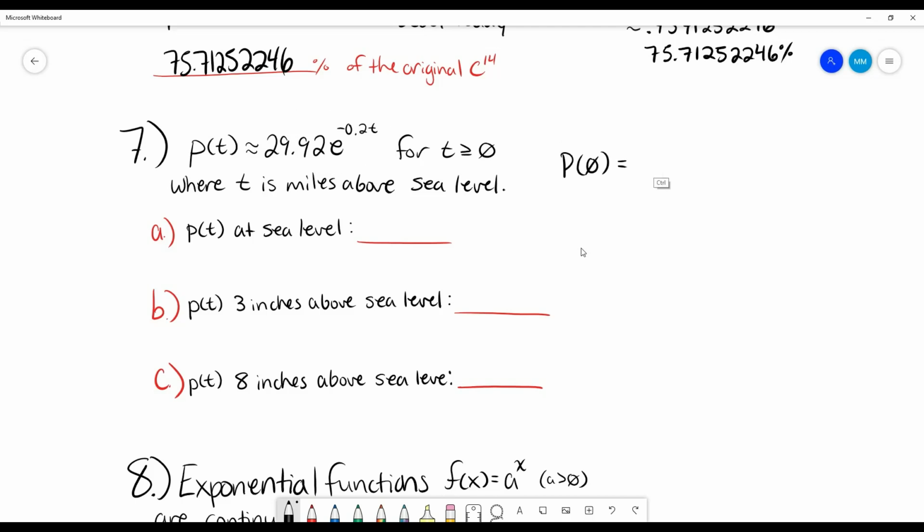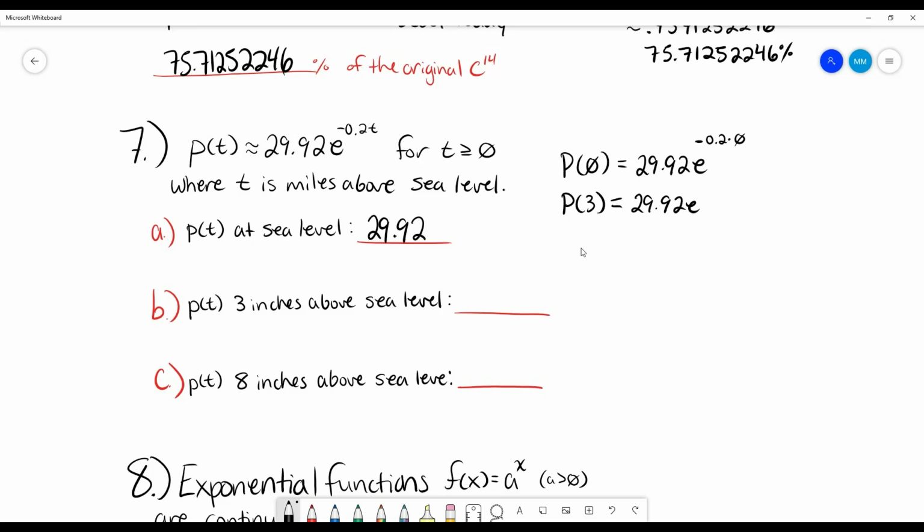Plug that in. Get 29.92 e to the this. Well, I know negative 0.2 times 0 is just 0. So that's e to the power of 0, which is just 1. 1 times 29.92 is just 29.92. If I want to find it 3 miles above sea level, same thing. T is miles above sea level. If it's 3 miles above sea level, T is 3. Just plug it in.